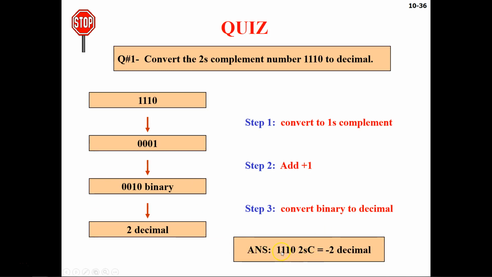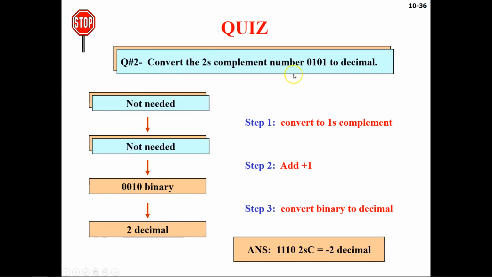And then this binary number represents your 2 in decimal. So this is your 2 in decimal, and then this 1110 in 2's complement was basically your -2 decimal, because the first bit is the sign bit that represents your negative sign, and then 110 represents the magnitude of 2. So this is your -2, and that's how we have converted it into decimal.